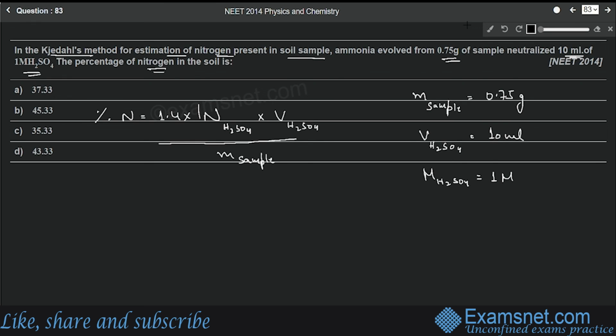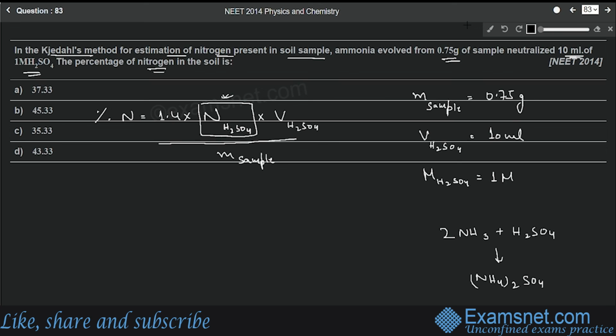So here, what is the value of normality of sulfuric acid? That we don't know, that we have to find out. So for that, let's write down the reaction. We have ammonia. It reacts with sulfuric acid. So it forms (NH4)2SO4. Okay, this is the reaction for the given condition.